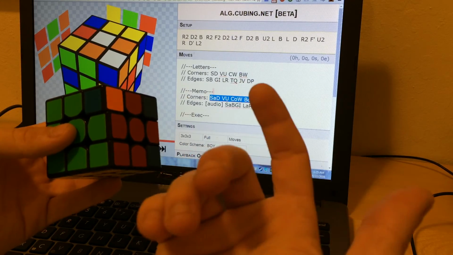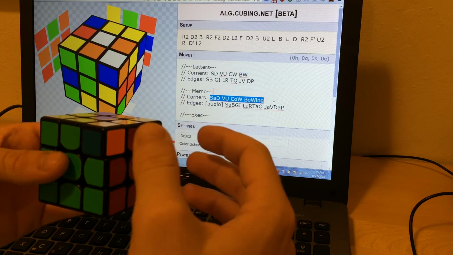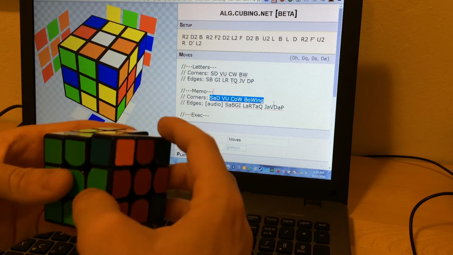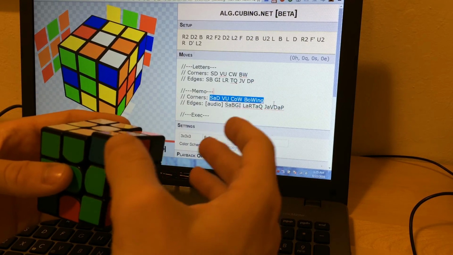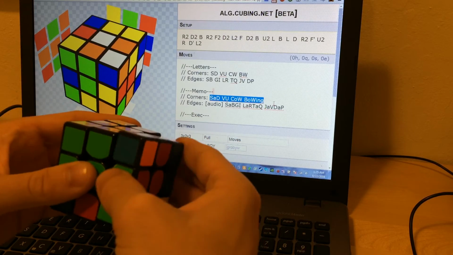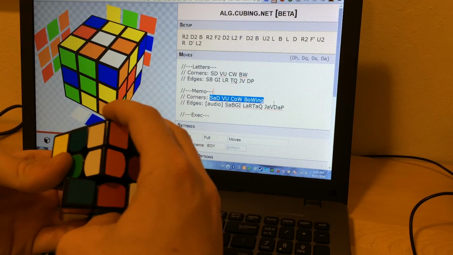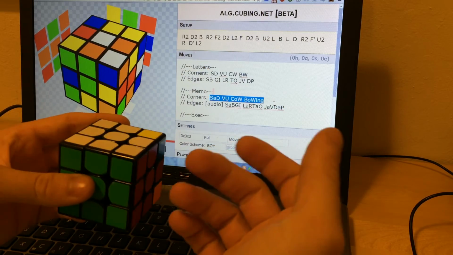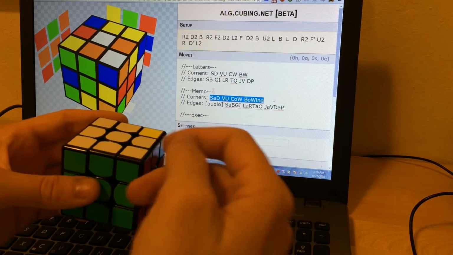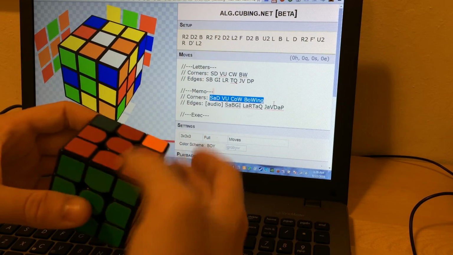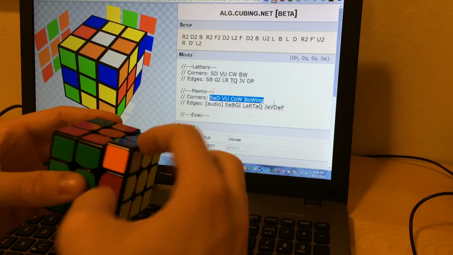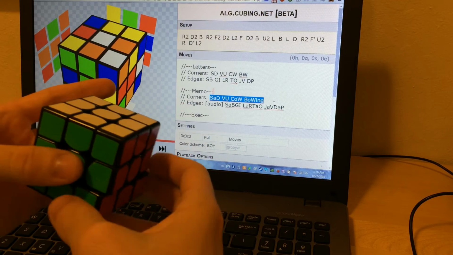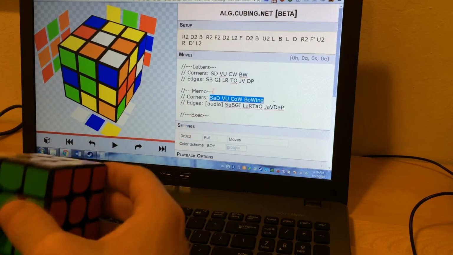Cow is just a comm I know. It's R prime, R, D prime, R prime setup. And then U2, R prime DR. And it cancels there at the end, so it's kind of nice. And then BW is just a simple setup into this, like that. So yeah.